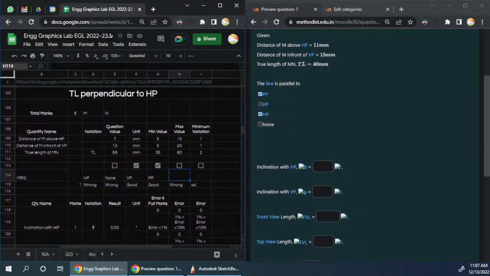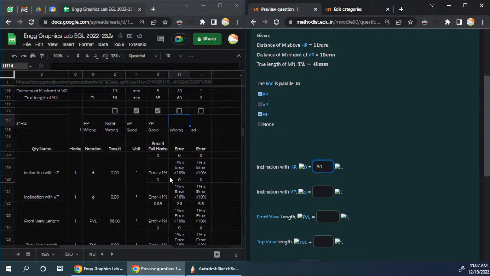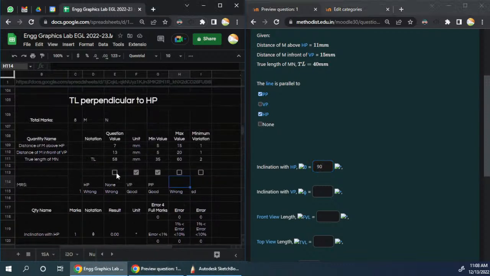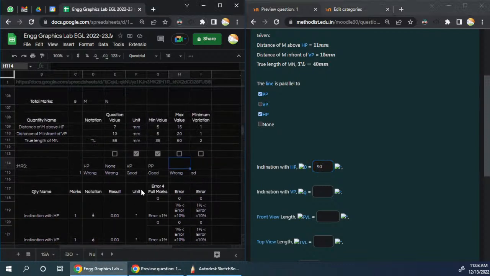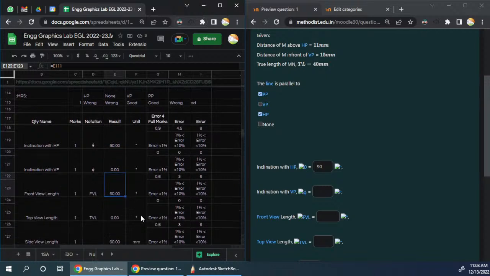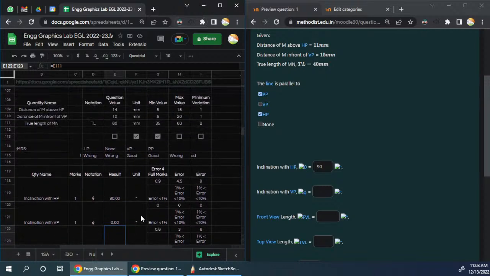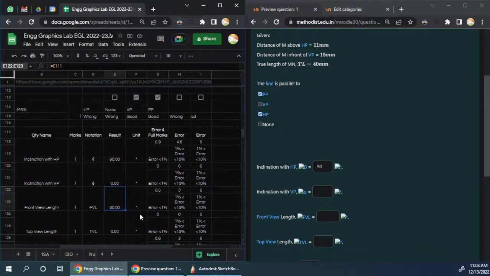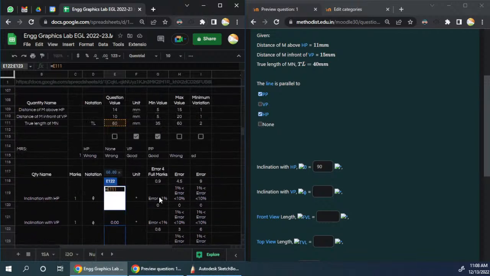It's perpendicular to HP, so this is going to be 90. Okay, so again, one more mistake here. Because the line is perpendicular to HP, the angle with HP is going to be 90 degrees. It's going to be parallel to VP, so this is 0. Front view length.